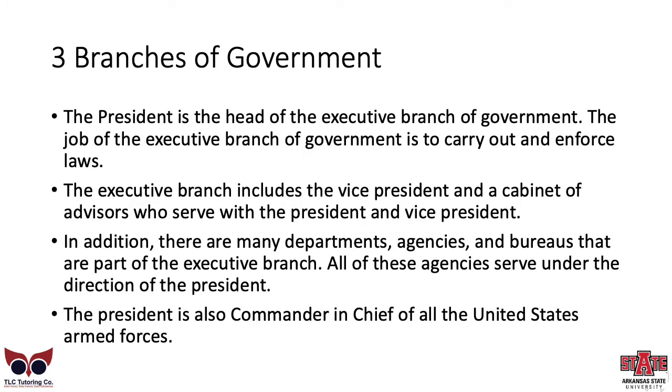The President is the head of the executive branch of the government. The job of the executive branch of government is to carry out and enforce the laws. The executive branch includes the Vice President and a cabinet of advisors who serve with the President and the Vice President. In addition, there are many departments, agencies, and bureaus that are a part of the executive branch. All of these agencies serve under the direction of the President. The President is also Commander-in-Chief of all the United States Armed Forces.